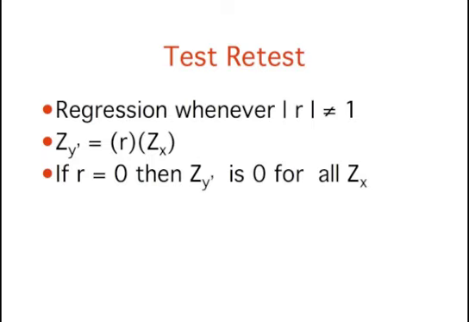From this equation, it is clear that if the absolute value of r is less than 1, then the predicted value of z sub y will be closer to 0, which is the mean for standardized scores, than is z sub x. Also note that if the correlation between x and y is 0, as it would be for a task that is all luck, the predicted standard score for y would be 0 regardless of the value of x.